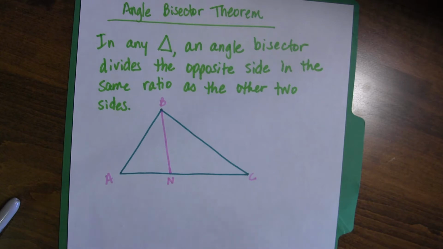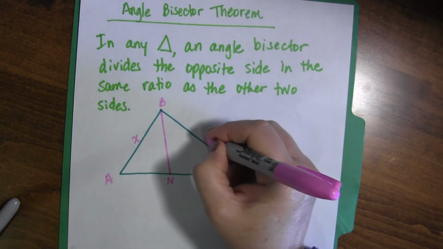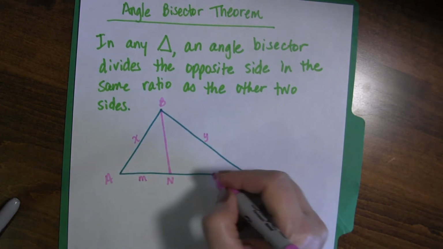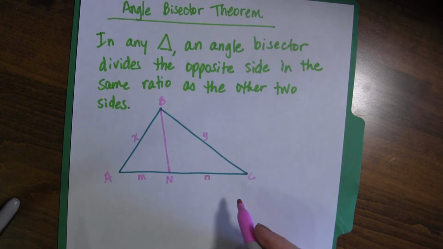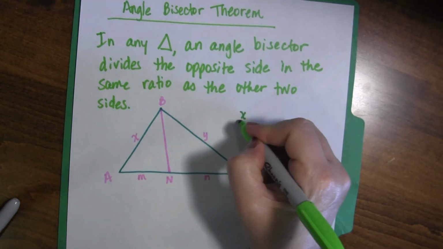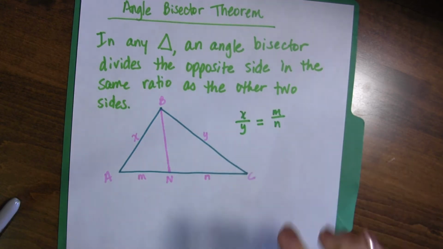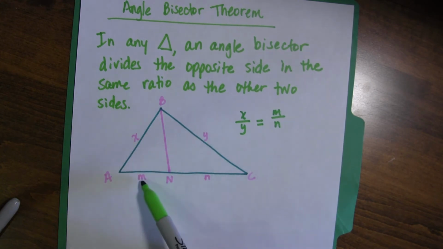Okay, so let's label our sides. We'll call this side little x, and we'll call this side little y, and we'll call this side little m, and we'll call this one side little n. And what the angle bisector theorem tells us is that x divided by y is going to give us the same number as m divided by n.